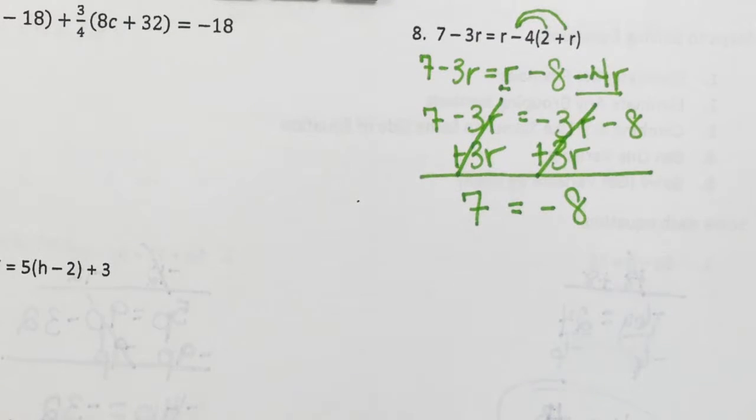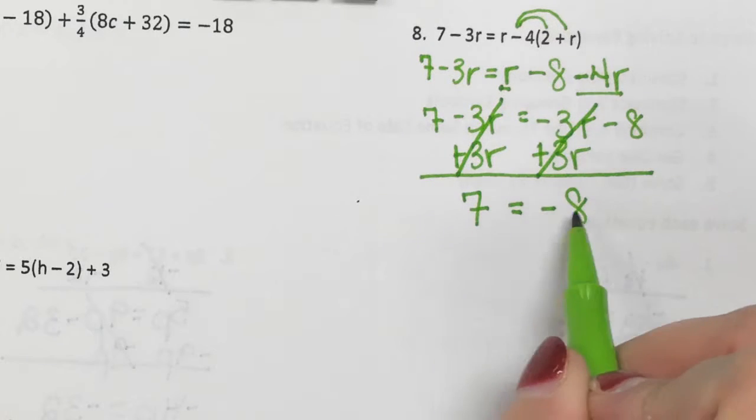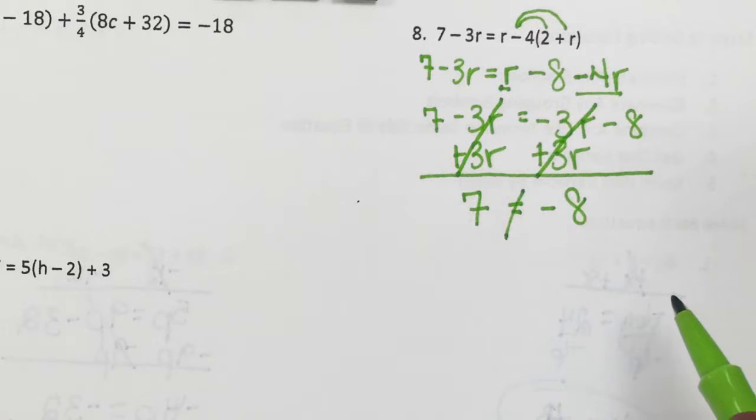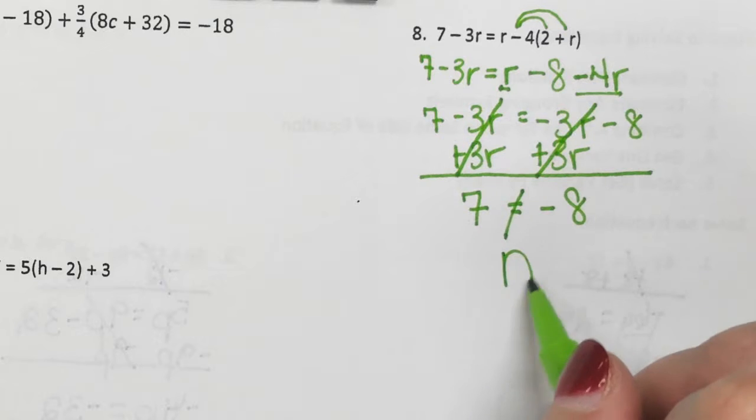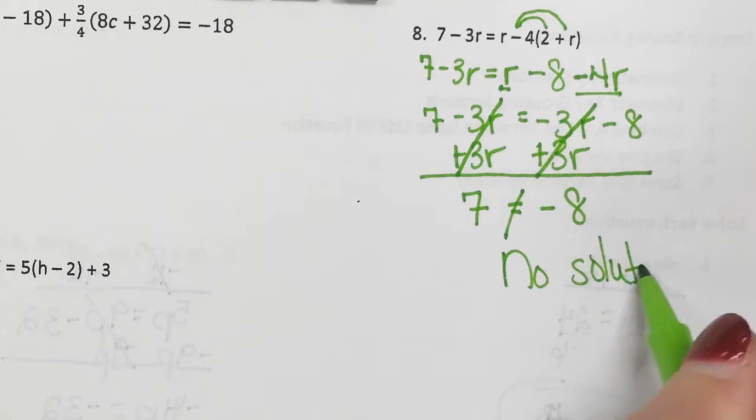Wait a minute. Is that true? Does 7 equal negative 8? No. So look, when they do not equal each other, right? Do you remember what we called it if they do not equal? No. Very good. No solution. Look at you go.